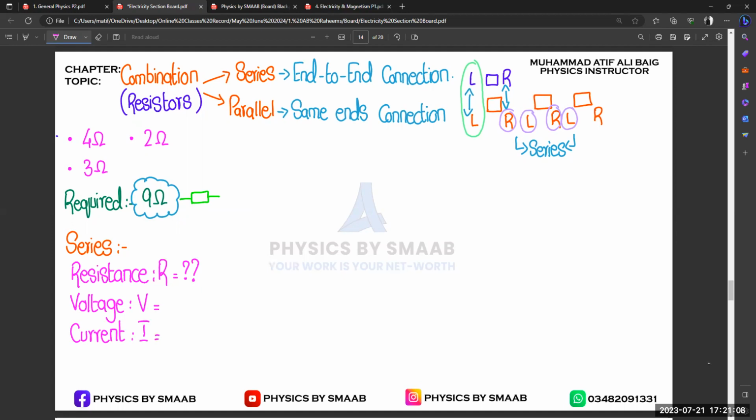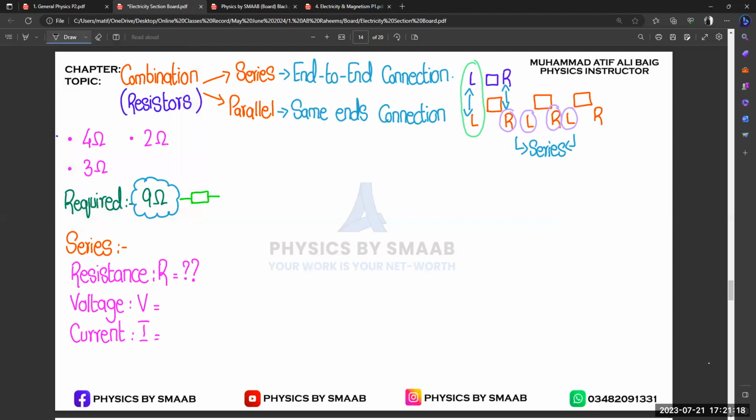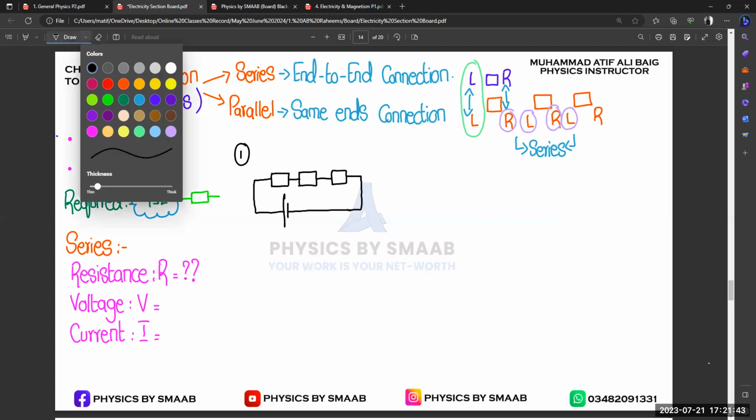Okay. In series combination, let's make a circuit first, then we will talk about their connections. Let's suppose in series combination, we consider a diagram over here. We have a connection like this, and all are connected with a battery or a cell like this. We are not writing the values right now.